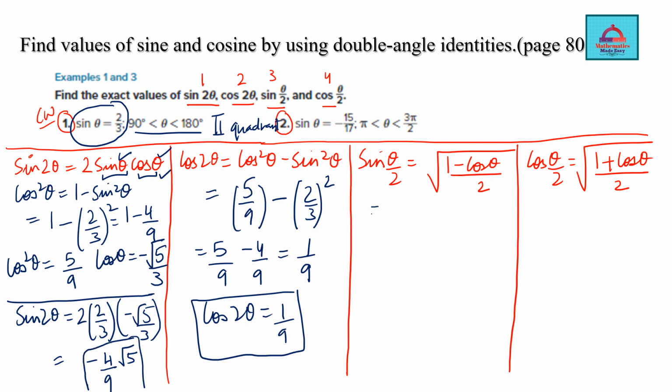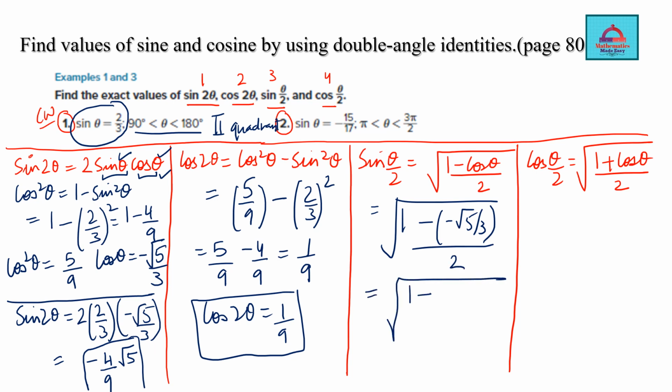Now let's come to this one, 1 minus cos theta by 2. Now cos theta I have already found. Cos theta is negative. So let's substitute 1 minus of minus square root 5 by 3 divided by 2. So this is square root of 1 plus square root 5 by 3 over 2. Simplify, take LCM. So this comes out to be 3 plus square root 5 over 6 whole square root.